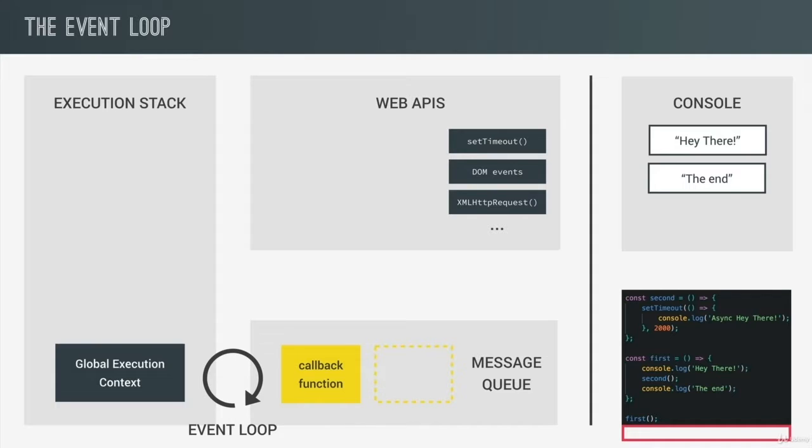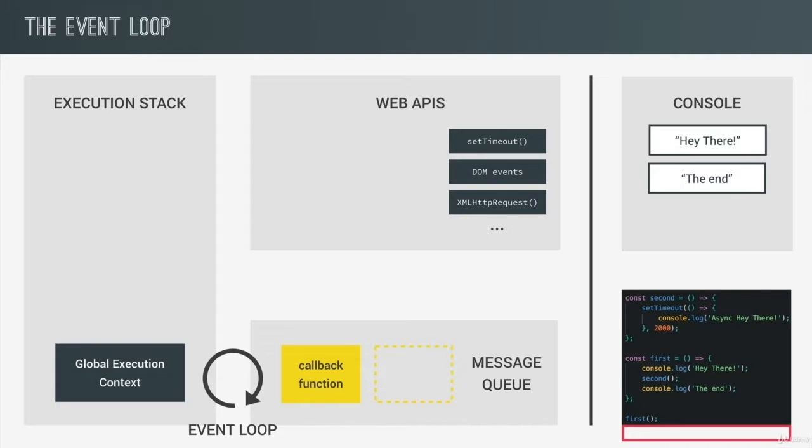So in the case of DOM events, our event listeners sit in the Web API's environment waiting for a certain event to happen. And as soon as that event then happens, then the callback function is placed on a message queue ready to be executed. Alright, so how are these callback functions in the message queue executed? And that's where finally the event loop comes in.